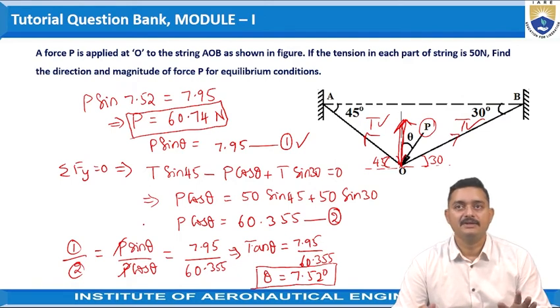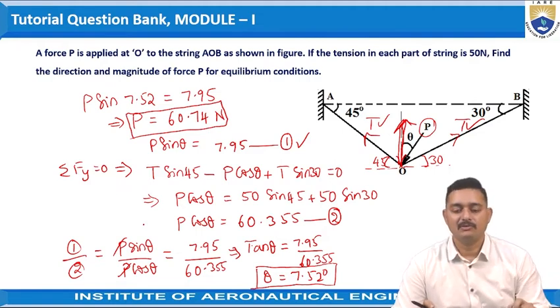So in this way, we can solve the problem. After solving the problem, the end result can be written as: the magnitude of the unknown force P is 60.74 newtons, acting at an inclination of 7.52 degrees to the vertical. So this is how this problem is solved.